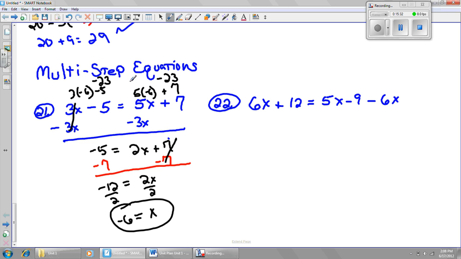And notice I get a true statement. Negative 23 equals negative 23. All right, let's check out this one here.